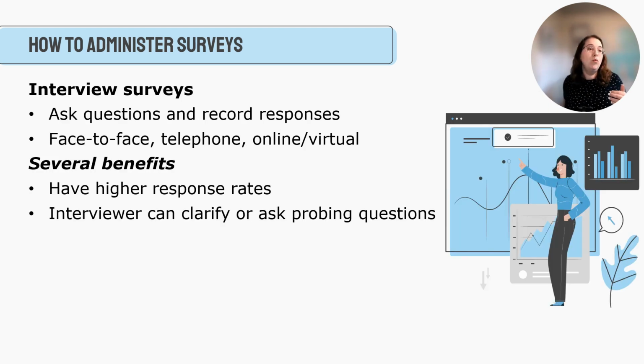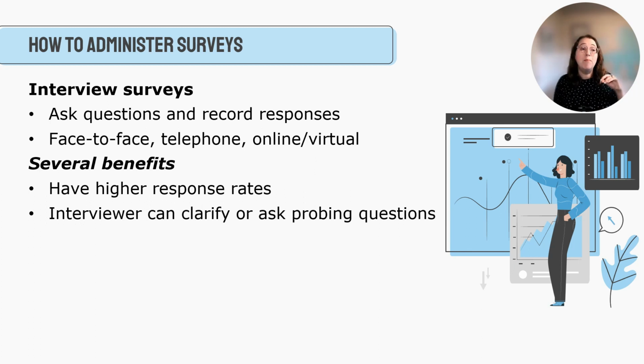So there's a couple different ways that we can administer the surveys beyond self-administered questionnaires. We can also do what are called interview surveys, which is where we're asking a series of questions and we record the responses of the individual. There's a lot of different ways to do this. We can do this face-to-face. We can do telephone surveys, although those are becoming less common, online surveys, or virtual interview surveys where you meet someone over Zoom and they ask you a series of questions.